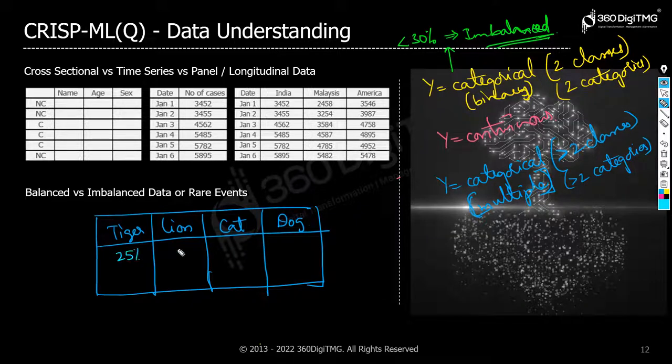If 25% of the data is tiger, 30% is lion, another 33% is cat, and another 32%. So, not giving you the right percentages, maybe say another 20. Anyway, here we have 55, and then let me say another 25, and then another 20% here. If you have a data set like this, would you call this balanced or imbalanced?